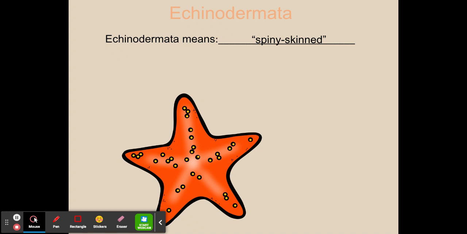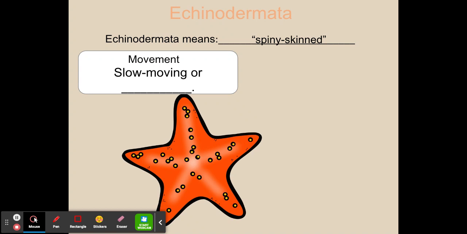So if you've ever touched a sea star, think about how that feels and just pay attention to the samples that are passed around in class to feel that spiny skin. Many of these organisms are going to be slow moving or sessile. So remember, once again, that is an organism that is sedentary and doesn't move. Sometimes they're so slow moving, you almost need a slow motion camera to see their movement and their mobility.